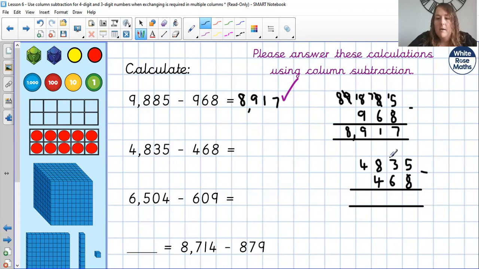Can't do that at the moment, so I'm going to cross out my 3 and I'm exchanging, leave a 2 and pop my 1 next to my 5. So I've now got 15 ones, 8, 9, 10, 11, 12, 13, 14, 15, left me with 7. Now I've got 2 tens, take away 6, can't do that either. Crossing out my 8, leaving a 7 and popping a 1 next to my tens column. So I've now got 12 tens, take away 6, which is 6. 7 take away 4, I can do, is 3.